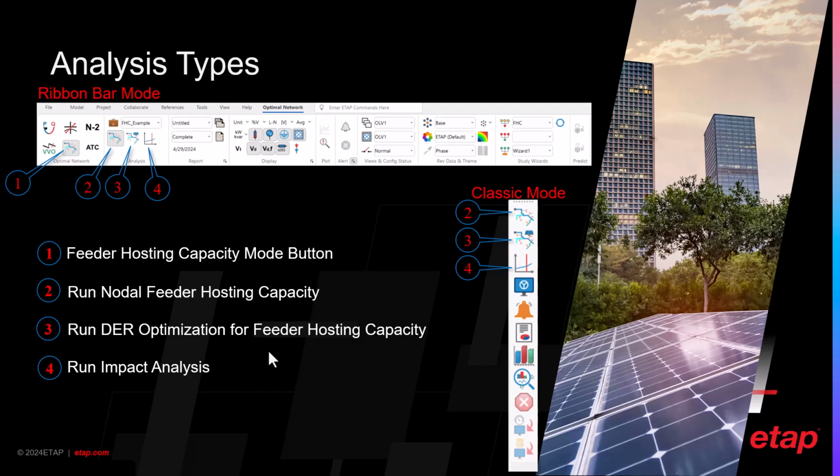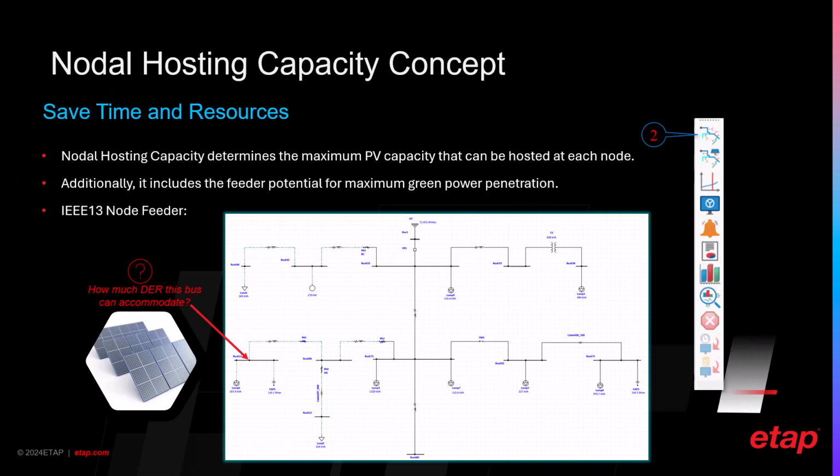And once you are in there, you have three different analysis options: nodal feeder hosting capacity, DER optimization for feeder hosting capacity, and then impact analysis. So these three analysis techniques have their own similarities and differences. So we will first go over what they mean. So the first analysis, nodal feeder hosting capacity, is very straightforward.